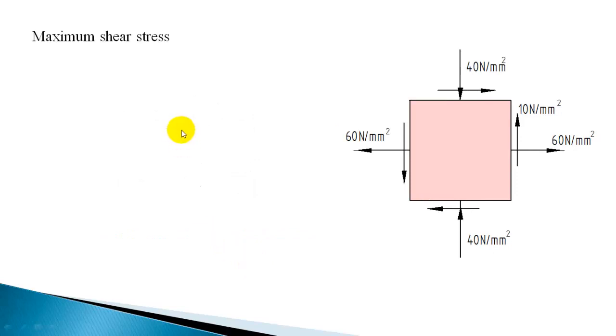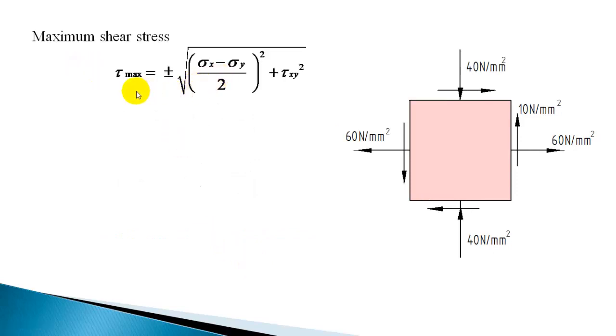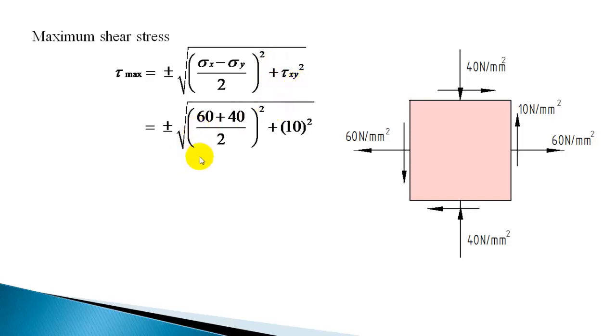And let us find out using this formula. Tau max is equal to plus or minus root of sigma x minus sigma y by 2 square plus tau xy square. So plus or minus root of 60 plus 40 by 2 square plus 10 square. It will give plus or minus 50.99 megapascal. So you are getting the same result as by using sigma 1 minus sigma 2 by 2.